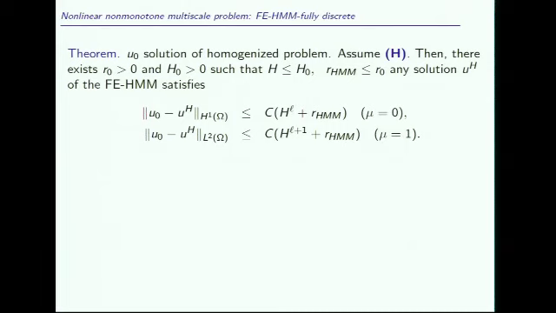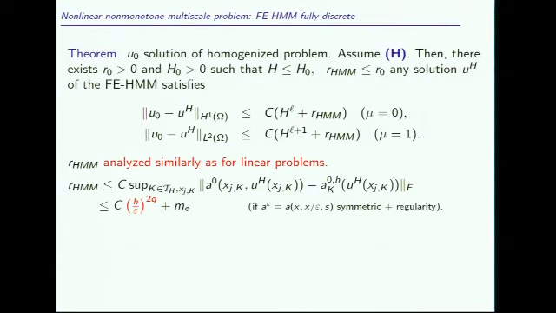Okay, so the theorem now says that if H0 is larger than 0, so for all H smaller than H0 and our HMM small enough, any solution UH of the FEHMM satisfies the following bounds. Okay, our HMM can be analyzed similarly as for linear problems.